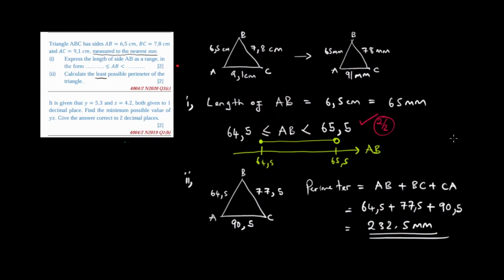Remember, AB is greater than or equal to the lowest number. We round off to the nearest 1 millimeter to give us 65. And then the upper bound, AB should be less than the largest number. We round off to the nearest millimeter, which gives us 65. But because AB is less than, the largest number should be 65.5.